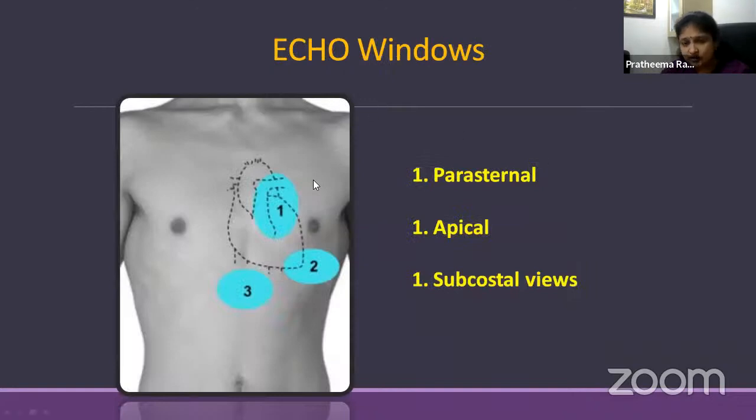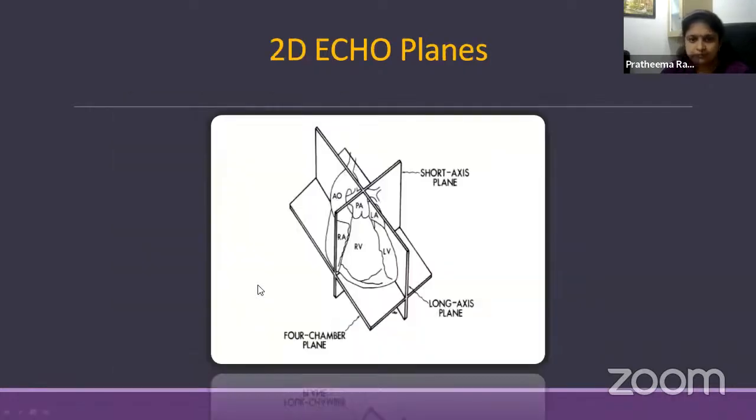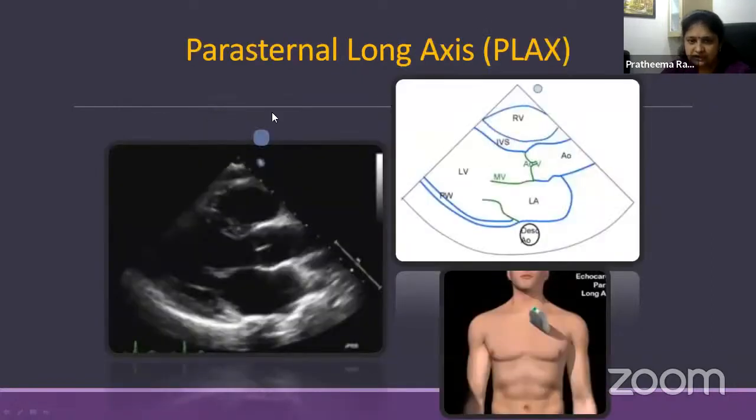So what are the echo windows? We have the parasternal, apical and subcostal views. Sorry about the numbering. This is parasternal, this is apical, and this is subcostal. So we divide the heart into short axis plane and long axis, and in apical we can see the 4-chamber view. So just to put all these into one slide, this is a schematic diagram.